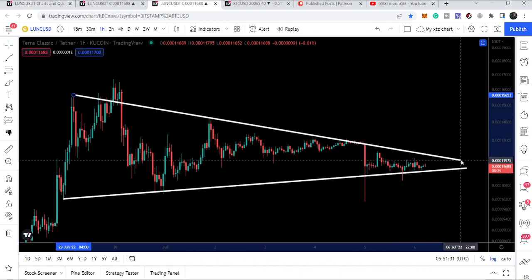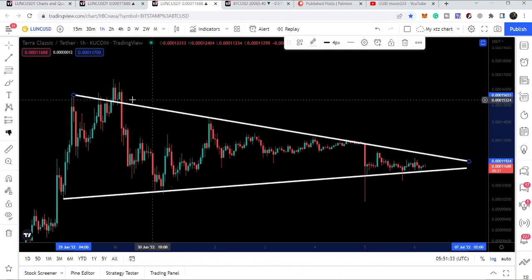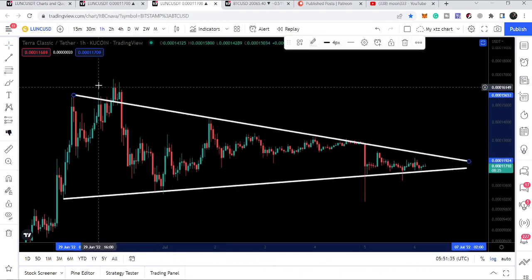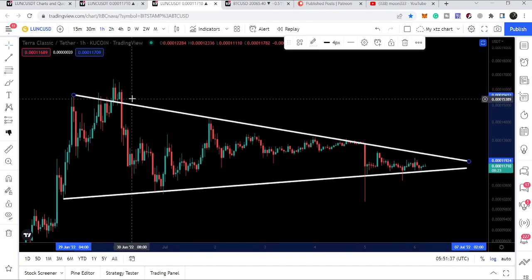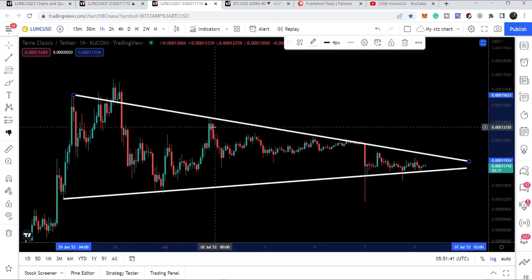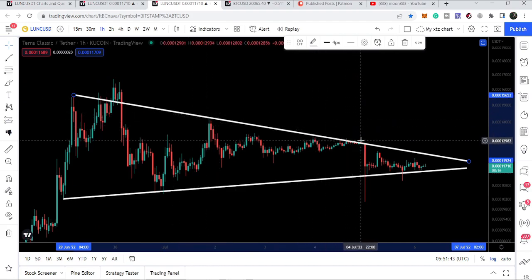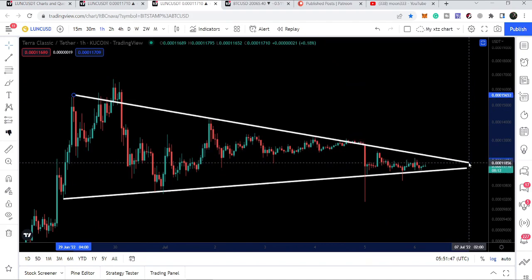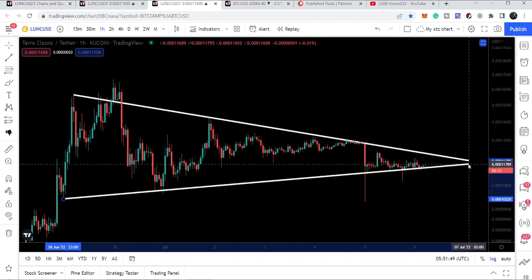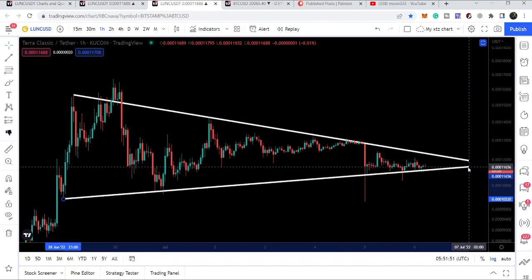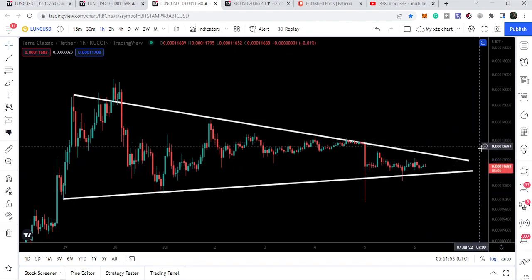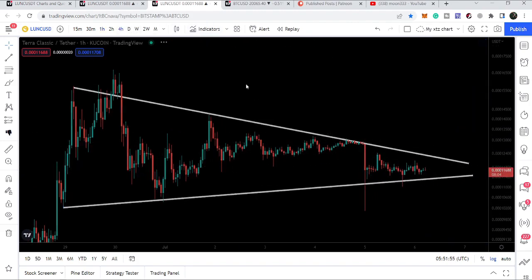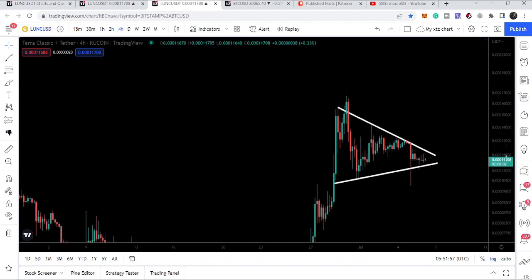You can see we have several touch points at the resistance here. For a while the price line moved above this resistance. We have rejection here, rejection here, rejection here, and several rejections and touch points here. And right now you can see that the price line has again dropped to the support, and this is the formation of the symmetrical triangle. Let me show you this move on the 4-hour time frame chart.